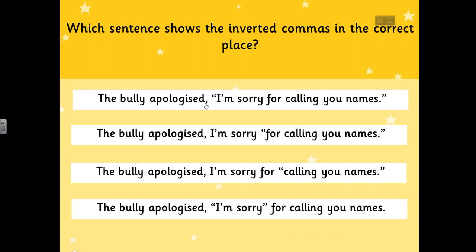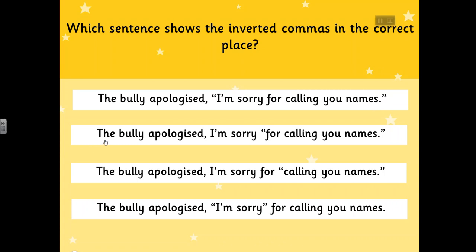And so apologised is followed by a comma to introduce the speech. The bully apologised, comma, inverted commas. "I'm sorry for calling you names." That's my full sentence inside my inverted commas. And there's my inverted commas closing that off.